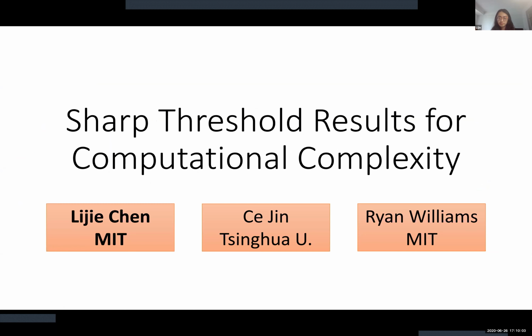Yeah, so the next talk is on sharp threshold results for computational complexity, by Lijie Chen, Ce Jin, and Ryan Williams, and Lijie will be giving the talk. Thanks so much for coming again.